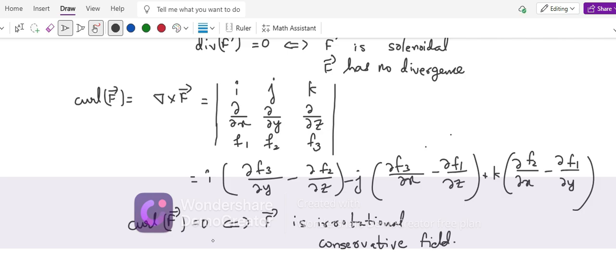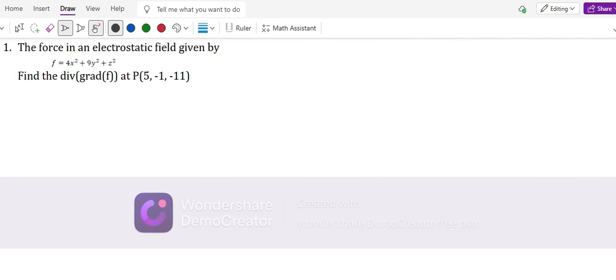Now let us solve the first problem. The force in an electrostatic field is given by F equals 4x² plus 9y² plus z², which is a function of x, y, z, a scalar function. We need to find the gradient of divergence of F. First let us calculate the gradient of F.